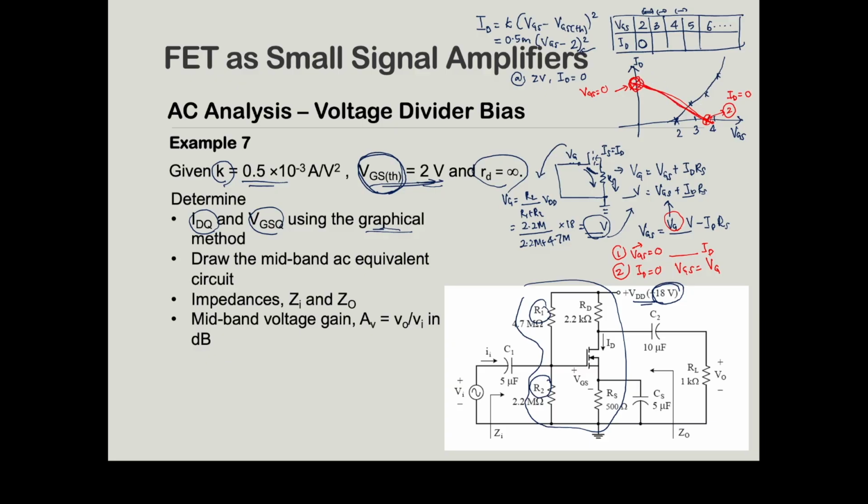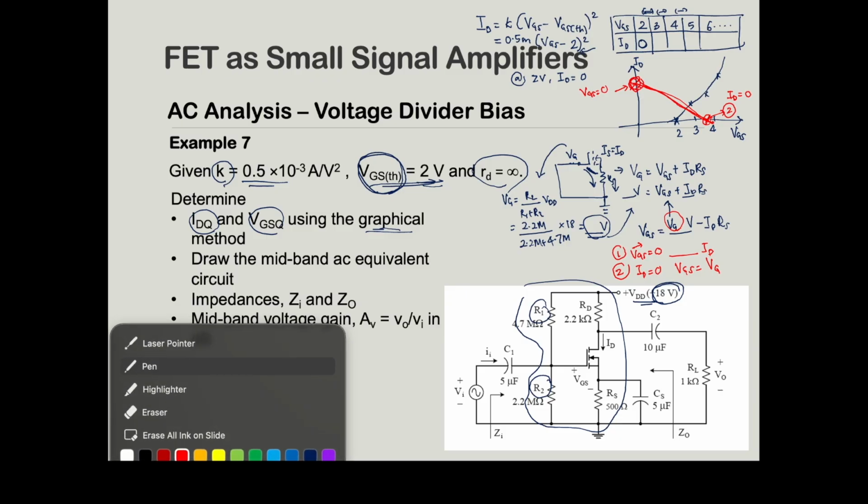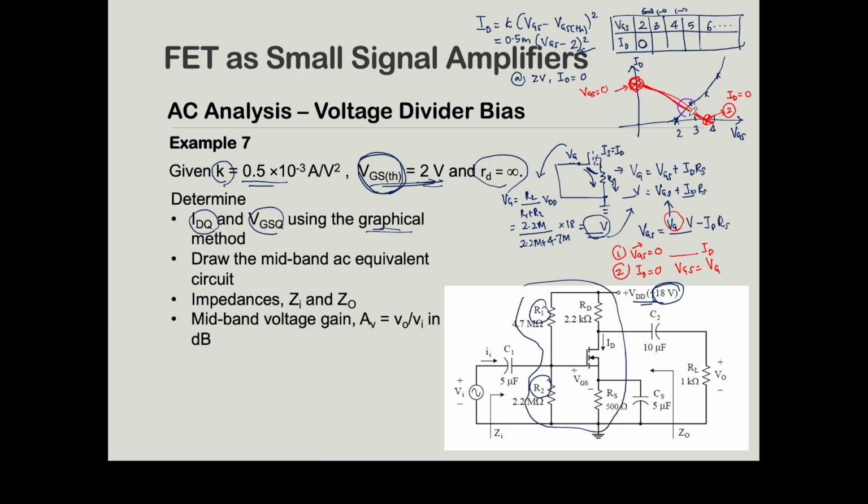Once you have the straight line, you find the intersection between the load line and the transfer curve. Then identify the value of VGSQ and the value of IDQ. So then you have these two answers.